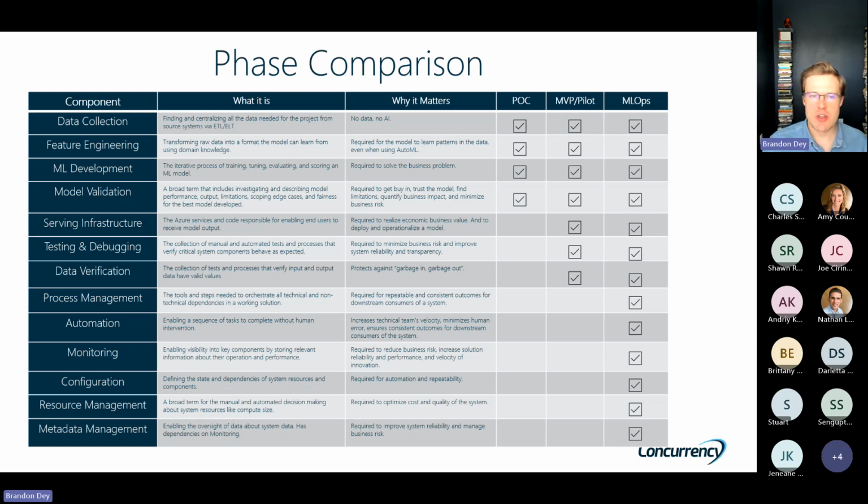This is the same information in a table with a little more detail on what each of those components are, why it matters, and when exactly they're built. It should be noted that this isn't a hard and fast rule. These are customized by our clients and by particulars of their environment.